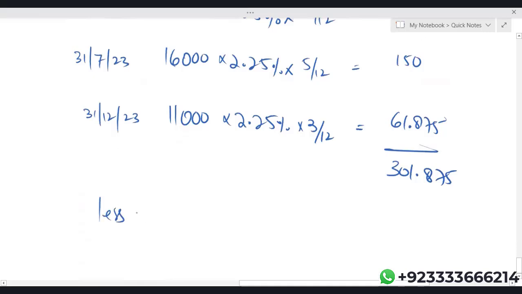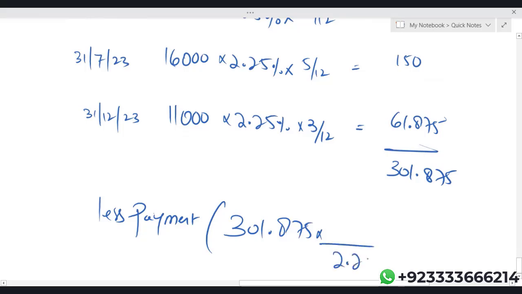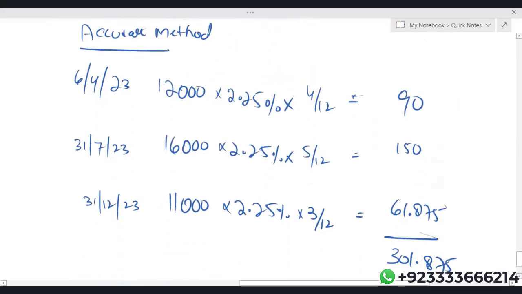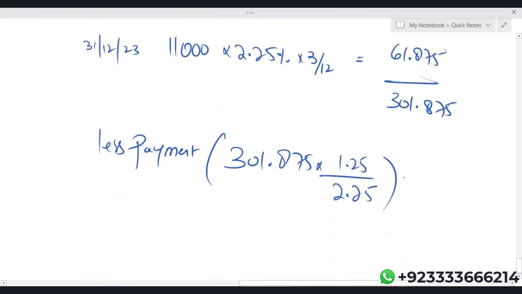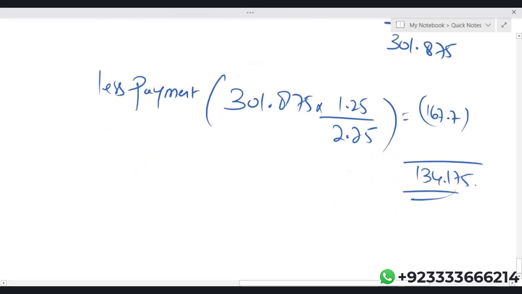Now less the payment. We'll be using a shortcut. The interest of 301.875 is actually representing 2.25%. How much is this person paying? 1.25%. I'm getting 167.7. So the benefit is 134.175, or 134. 134 is simply your taxable benefit.